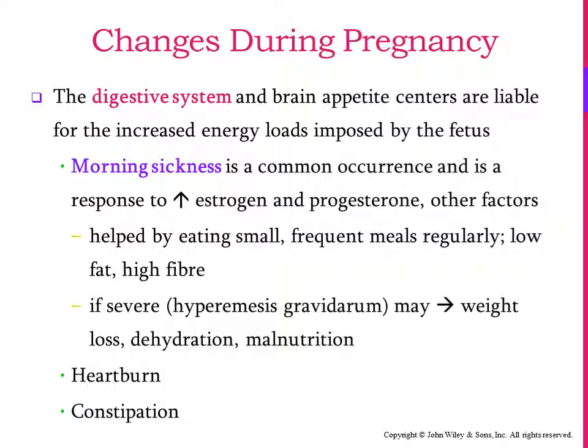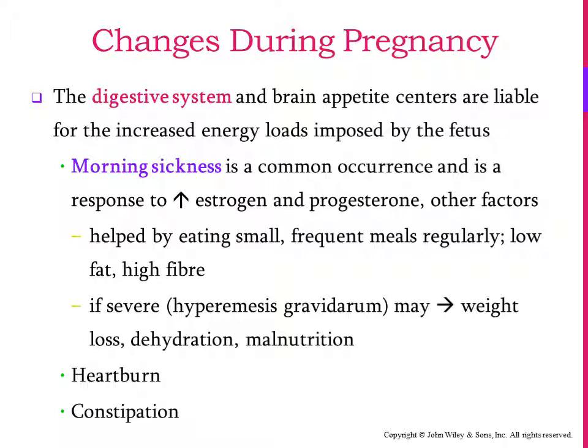Heartburn is not uncommon as the fetus rises up in the abdomen and the intestine is displaced. Also note that the increase in the intra-abdominal pressure decreases the competency of the lower esophageal sphincter. That's the junction between the esophagus and the stomach. So heartburn and reflux of acid in the esophagus is not uncommon during pregnancy.